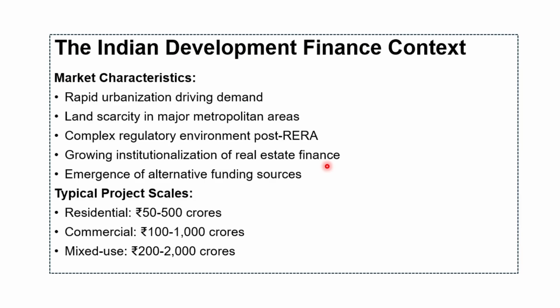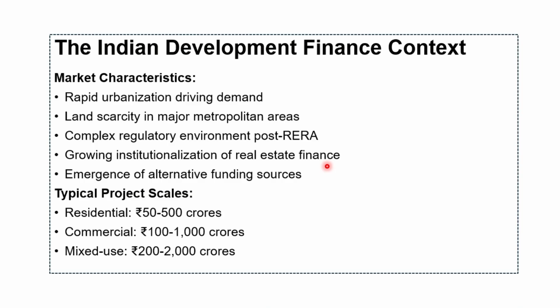And then emergence of alternative funding sources. In one of the classes we saw that there are many types of alternative funding available. So they are also emerging in India now, and we have alternative investment funds which are also coming up in India. So we are seeing all this, and then typical project scale for residential may be from 50 to 500 crores depending on the city and micro market you are talking about.